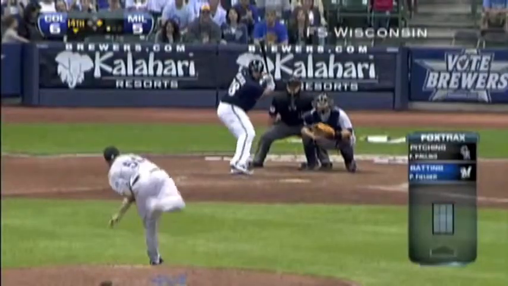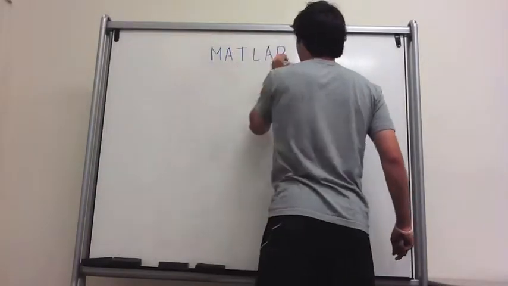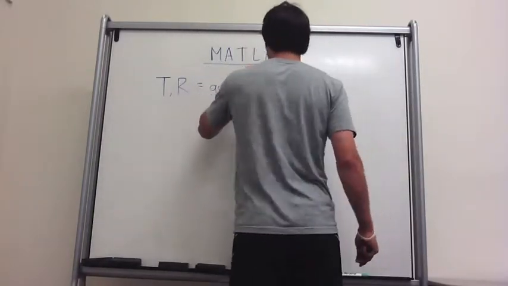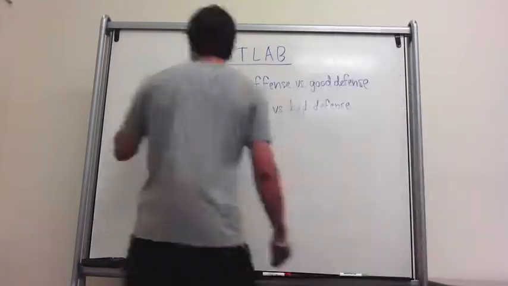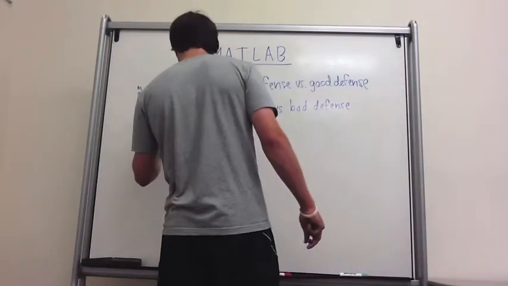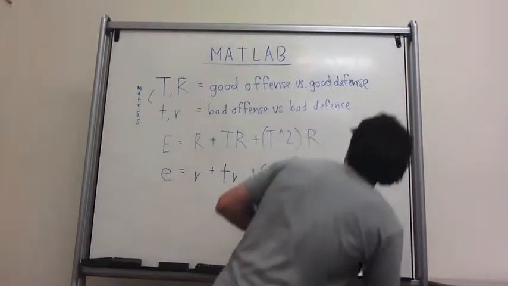The only matchup we need to evaluate is a good offense with a bad defense versus a good defense with a bad offense. In MATLAB, you have to create the transition matrix T and the R matrix for both scenarios. And then all you have to use is a very simple calculation.